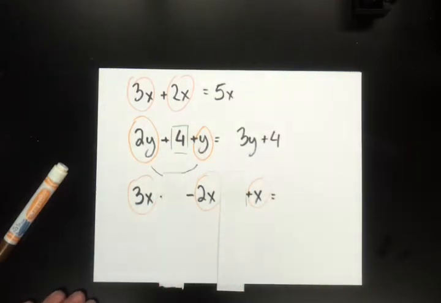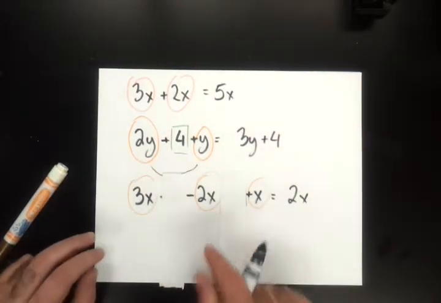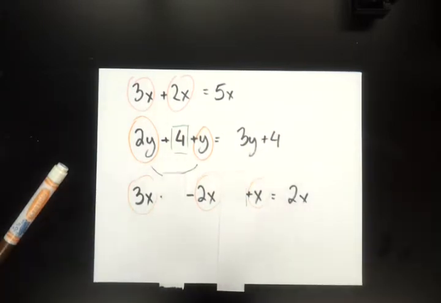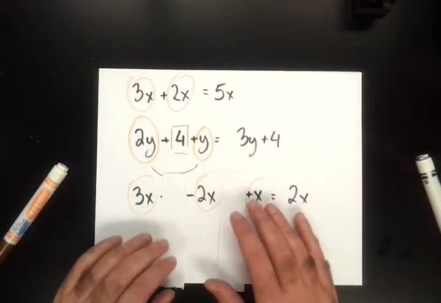I have 3x, take away 2x, that's just an x, add another x, back to 2x. 3x take away 2x, just an x plus an x, when you get two x's together, that's 2x. I dealt with my x's. Excellent. Now I'm going to deal with my constants.